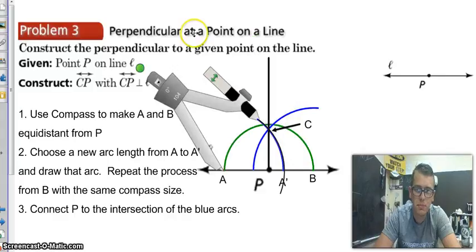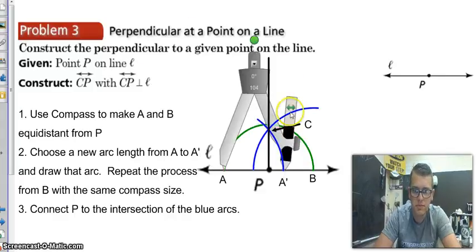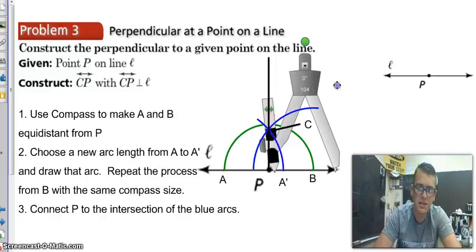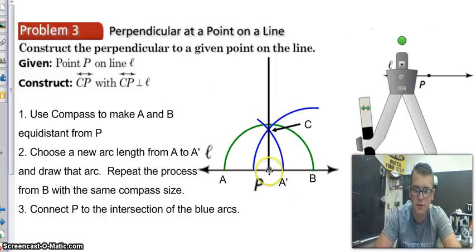Then I will flip that around and do the same thing from point B. So I'd flip it, drag it over to B, make that arc, and the last thing that we would have to do is connect from point P up through this intersection point that we can call C. We'd connect through there, and that tells me that these are perpendicular.